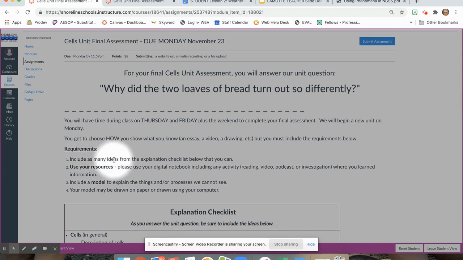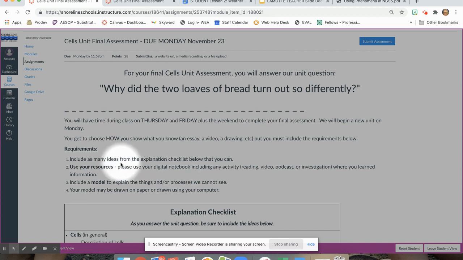Number one, you need to include as many ideas from the explanation checklist below that you can. So here's the explanation checklist, and we're going to go over that in just a minute. So you need to include everything from this list that you are able to include. Use your resources. Use your digital notebook, including any activity. So if we did a reading, a video, listened to a podcast, did a lab investigation, anything at all that you used to learn information about cells, yeast, and our bread, absolutely use it.